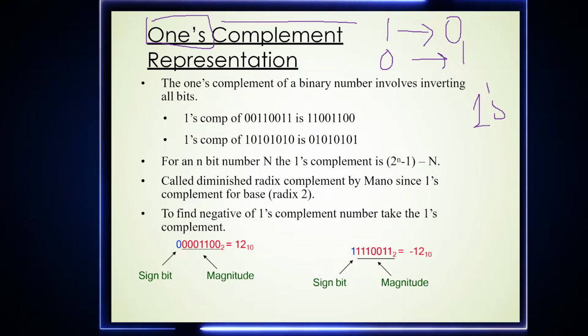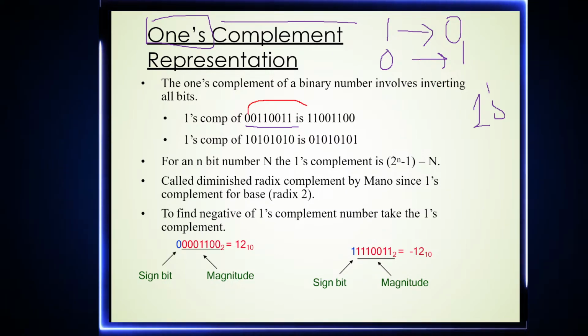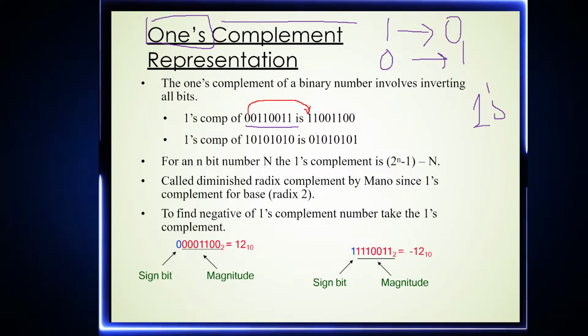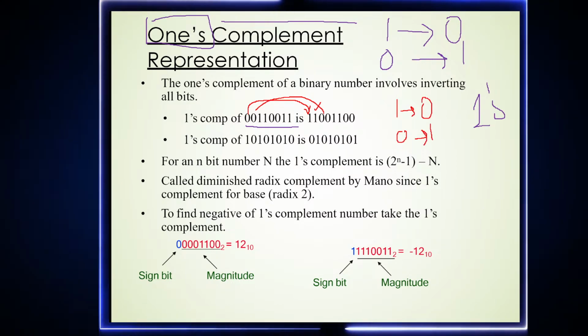So you can see over here, look at this. This is an example that they have given. What will be the ones complement of this number? So you can just invert all the given digits. 1 becomes 0 and 0 will become 1, right?